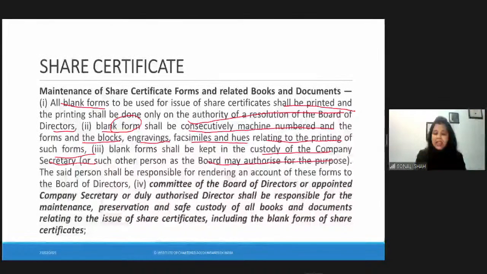Further, the committee of the board of directors or appointed company secretary or duly authorized director shall be responsible for the maintenance, preservation and safe custody of all books and documents relating to share certificates, including blank forms of share certificate. Why is it important? If the blank forms are stolen, false, forged share certificates will be issued. And you remember there have been major scams that happened because of this. Even the stamp paper scam was somewhere like this only. So it is the responsibility of the board of directors or appointed company secretary or duly authorized director to maintain and preserve these documents in safe custody.